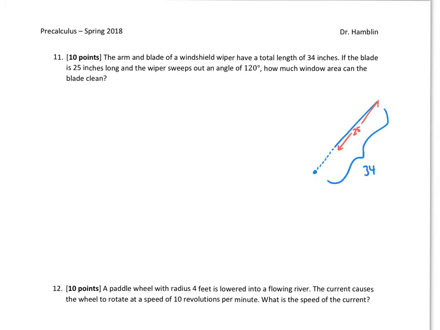And then the blade sweeps out an angle of 120 degrees, so it's going to look a little something like this. So this angle here is 120 degrees, and so the area that's actually swept out by the wiper blade looks something like that.